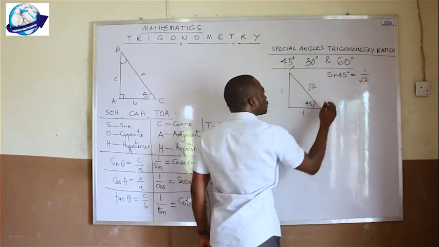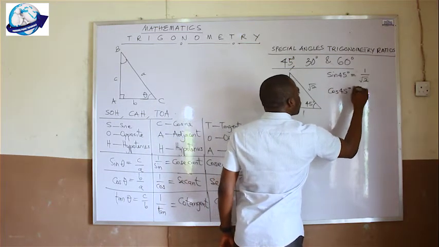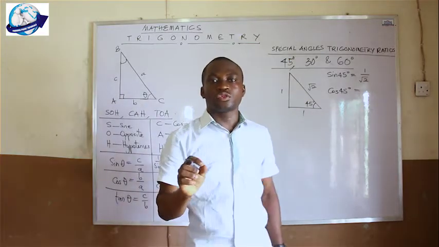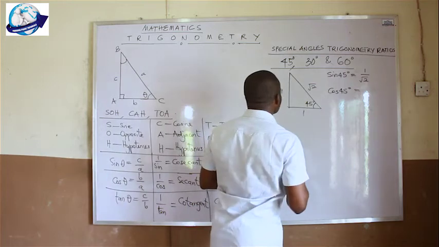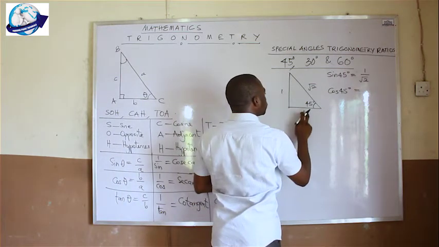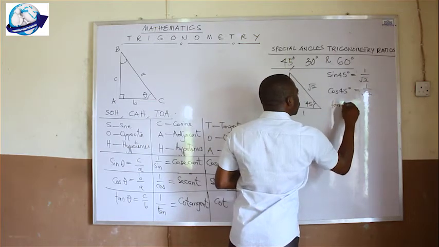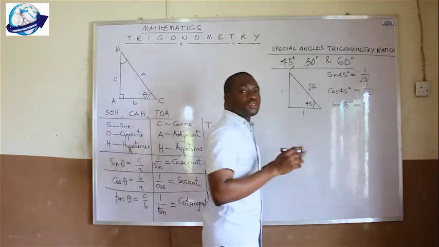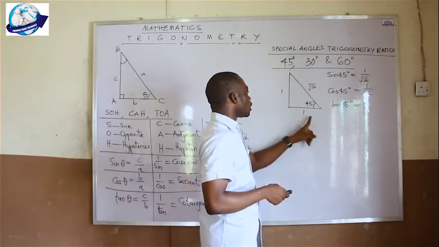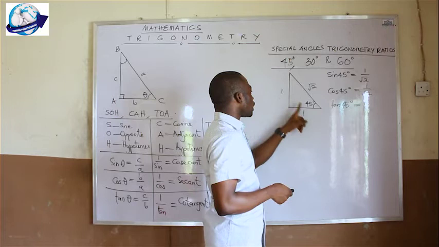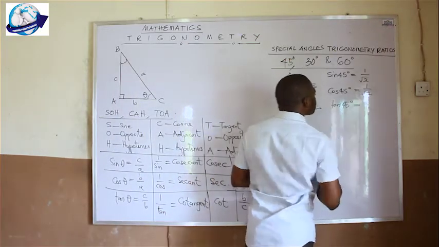Beautiful. Can I say cos 45? Of course you know that. What is cos? Adjacent over hypotenuse. So where is the adjacent? Adjacent is 1, hypotenuse is root 2. That's 1 over root 2. Then of course you don't need anyone to tell you this. Very easy. Why? Because tan 45 is opposite over adjacent. 1 over 1 is 1. That's why I have 1 here.